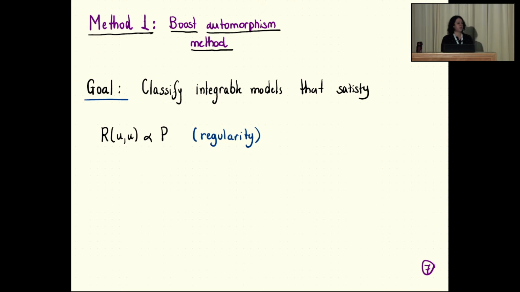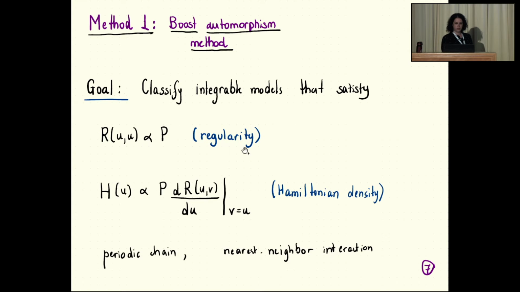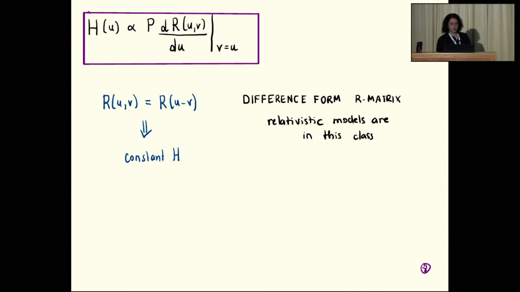Okay, so let's start with the first method, this boost automorphism method. The goal here is classifying integrable models that satisfy regularity. So when both spectral parameters are equal, you have the permutation, and you want the logarithmic derivative to be your Hamiltonian. For the purpose of classifying these models, we will consider the periodic chain, with nearest neighbor interaction.